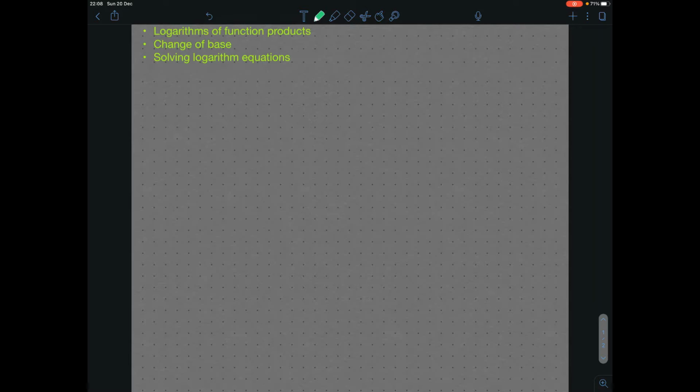Today we're going to be discussing logarithms, specifically logarithms of products of functions, how to change the base of logarithms, and solve equations that involve logarithms.